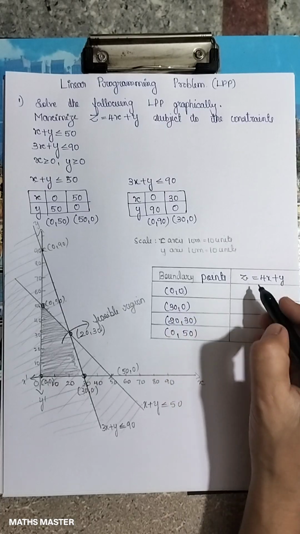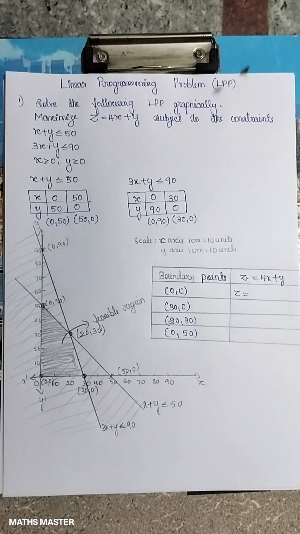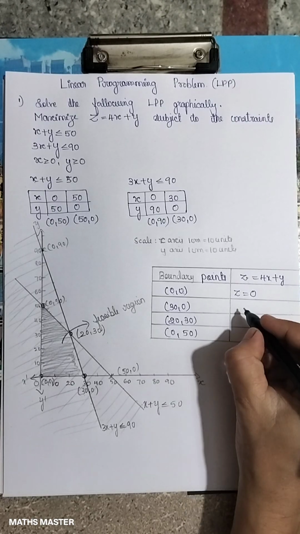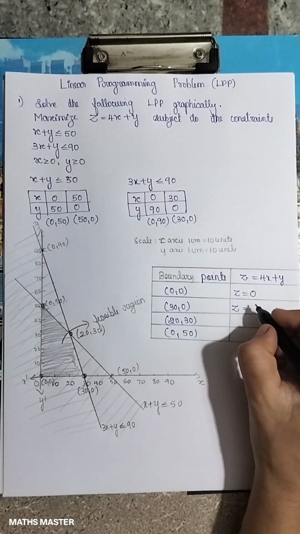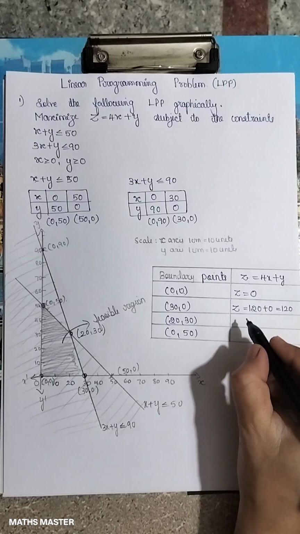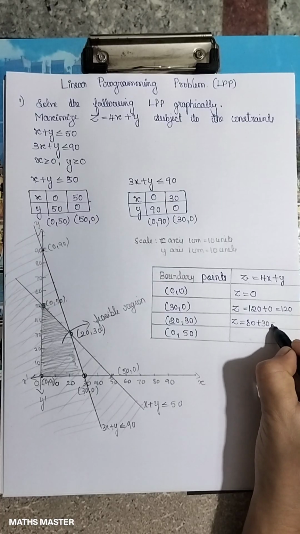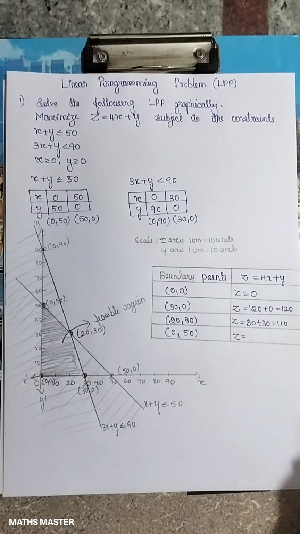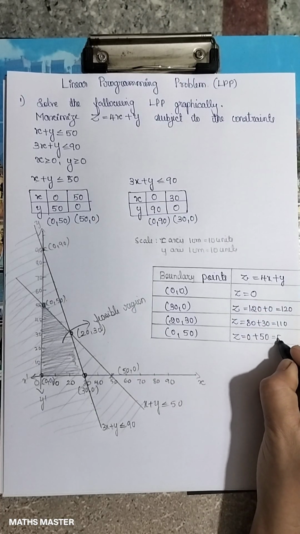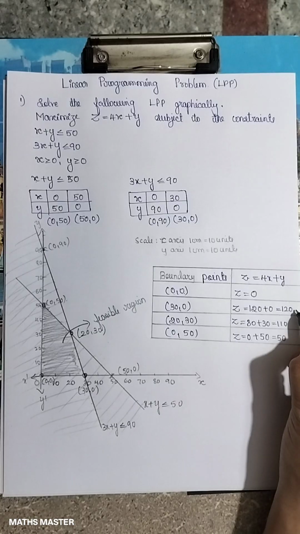Now 0 comma 0 means x is 0, y is 0. If I substitute, 4 into 0 is 0 plus y is 0, so 0 plus 0 is 0 only we have got. Next, 30 comma 0. If I substitute 30 comma 0, 4 threes are 12, so 120 plus 0 we will get, which is 120 again. Next 20 comma 30. So 4 twos are 8, 80 plus 30, which is 110. Next 0 comma 50 means 4 into 0 is 0 plus 50, which will give you 50 only.